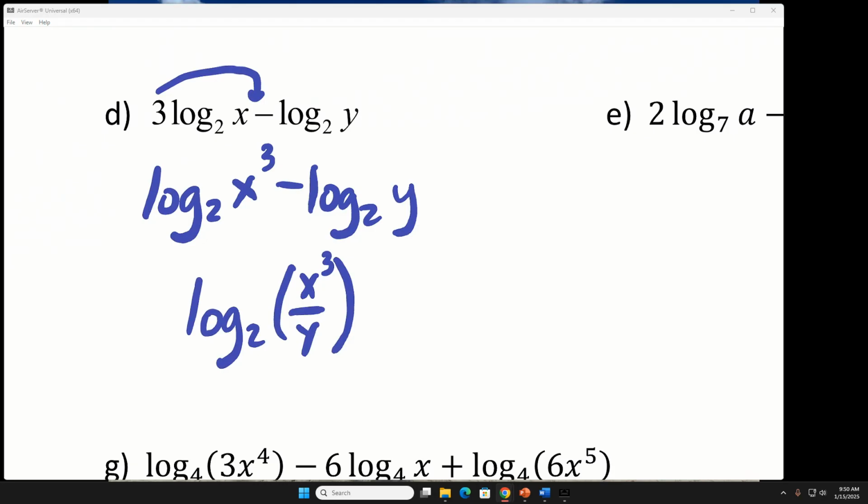All right, so E is kind of tricky, but I do want you to try it by yourself. And if you mess it up, it's okay. You have an eraser, or if you have a pen, you can mark it out and fix it.